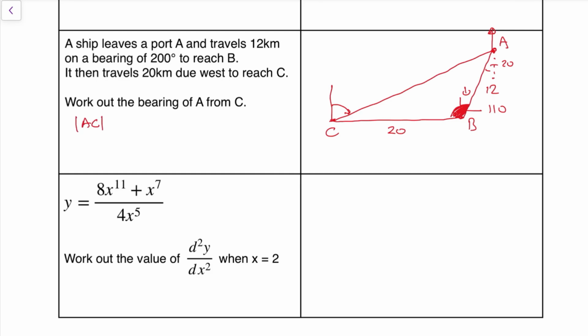to C. Now I know I need the bearing, but the length of A to C is going to be 20 squared plus 12 squared minus 2 times 20 times 12 cos of 110. Calculate. And that gives me 26.6115. That's enough decimal places. Now, what do I need?